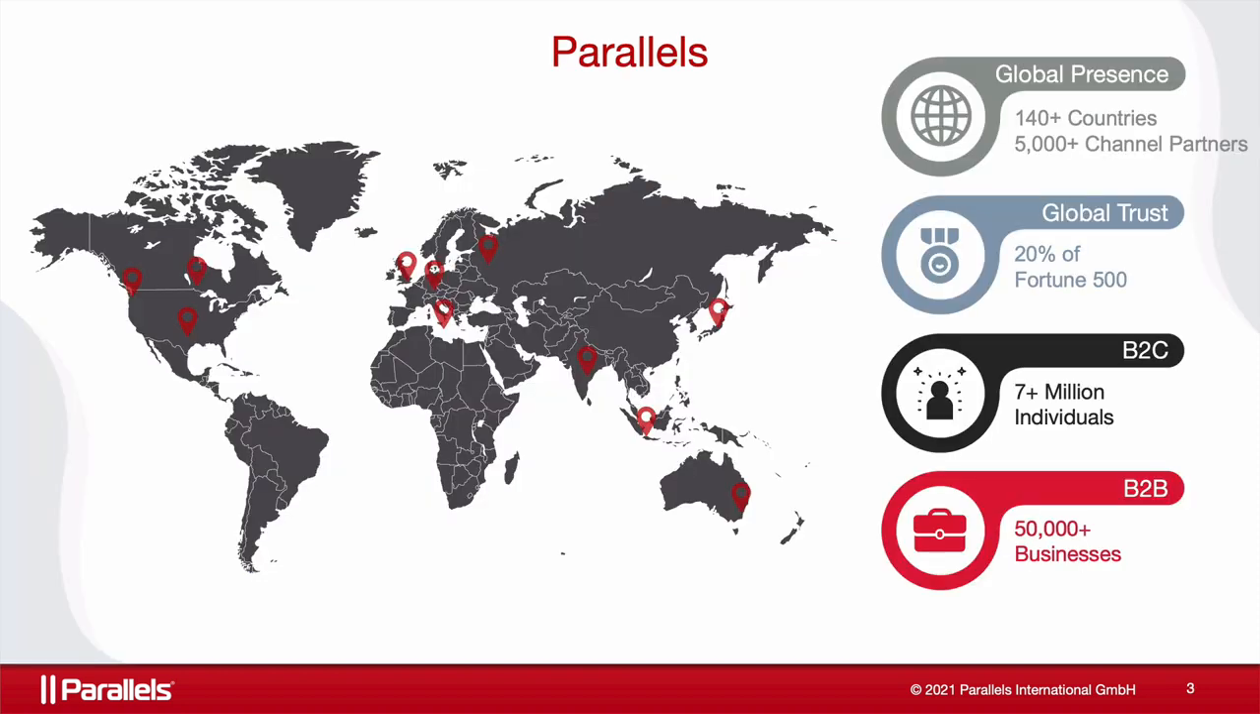So if anybody hasn't heard of Parallels before, we're a global company. We've been around for quite some time. We operate in over 140 countries with 5,000 plus channel partners around the world. And we have a large number of customers that trust us, including 20% of the Fortune 500 and over 7 million individuals, which equates to over 50,000 different businesses using Parallels products worldwide.